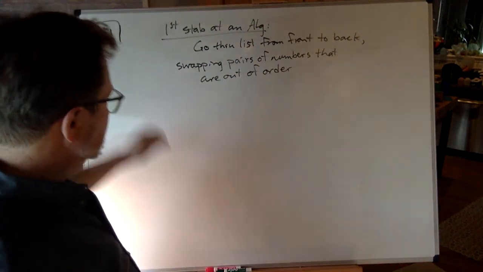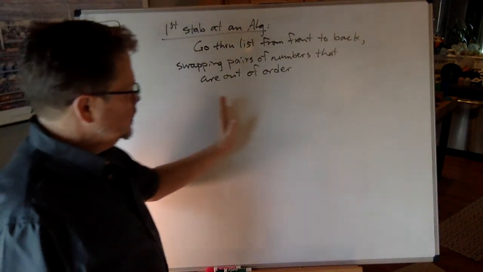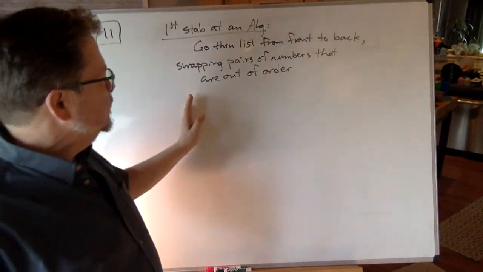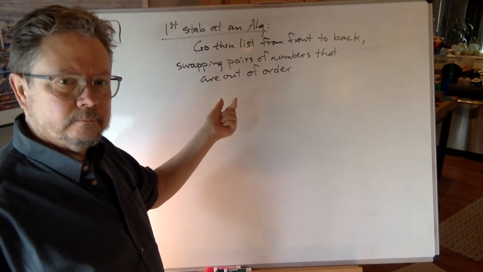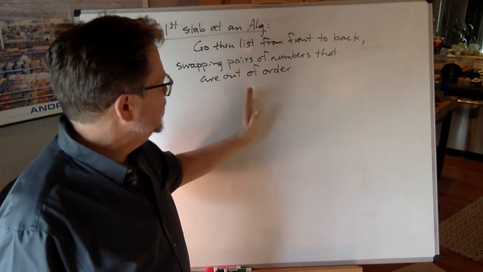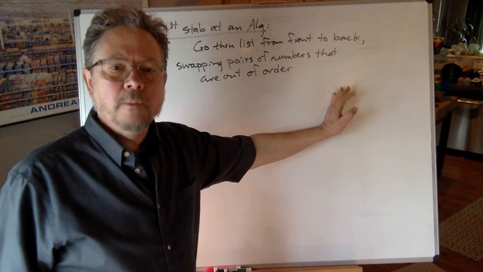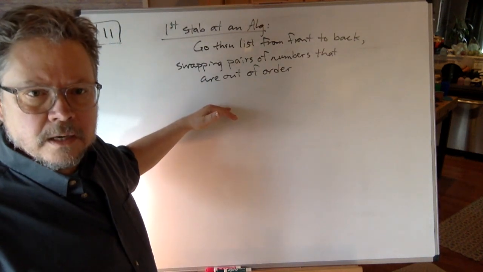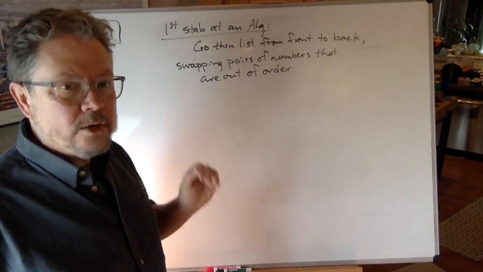Okay, now let's stand back and see what we got. Go through the list from front to back. We did that. As we were going through the list from front to back, every time we ran into a pair of numbers that was out of order, we stopped right there and swapped them. So is that our algorithm? Go through the list from front to back, swapping pairs of numbers that are out of order. Well, no. If you copied down what I had on the whiteboard last time, that only gets us down to the first dotted line. That's one time through the array, also known as one iteration.